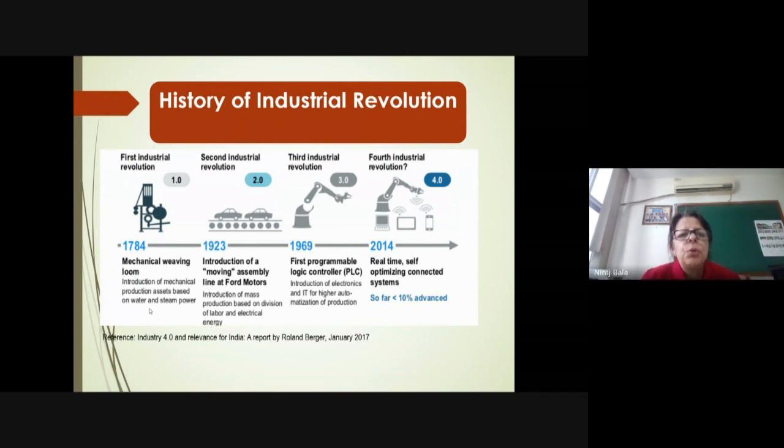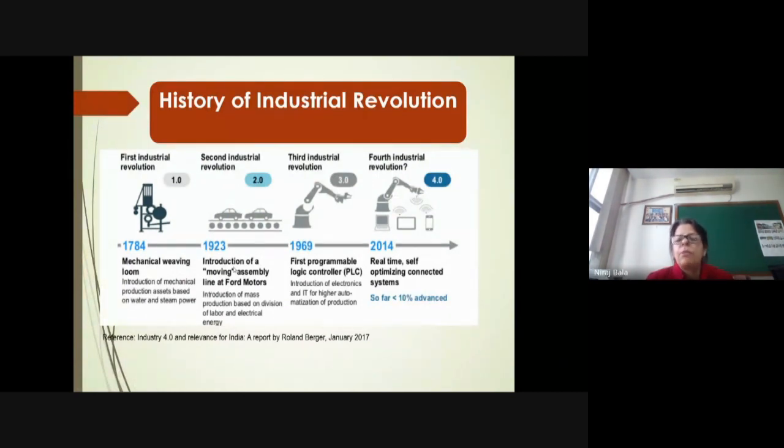So the first revolution is also known as mechanical weaving. If you see the timeline, these are only rough estimates, not exact years. In the late 1780s, this first industrial revolution came. Then this was followed by the second industrial revolution, which we call the introduction of the moving assembly line at Ford Motors.